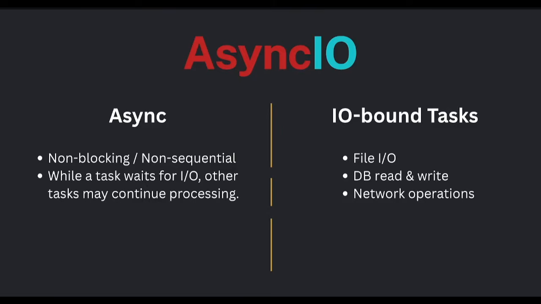Some examples of IO bound tasks are reading from a file, writing to a file, database reads and writes, and network operations like fetching data from an API. The second part of the name is async. In fact, the first part, async, means non-blocking or non-sequential. While a process waits for an IO to complete, other processes may continue, as opposed to synchronous programming, which executes tasks sequentially, and the next task is blocked until the first one finishes.